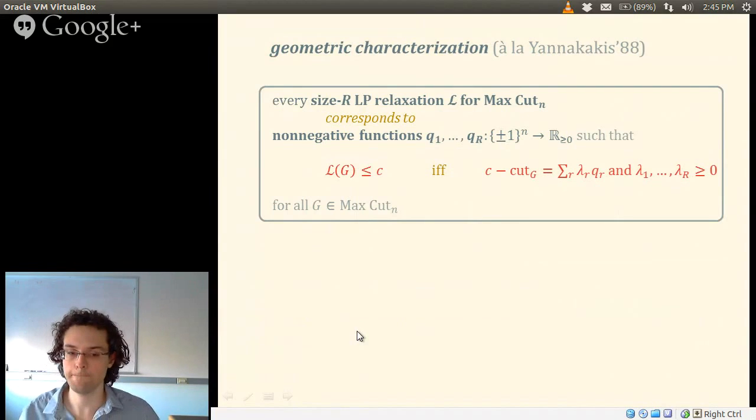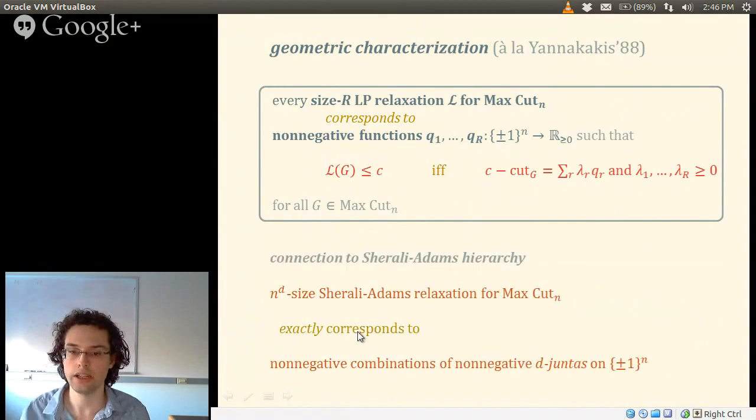So far I haven't talked about Sherali-Adams at all. The reason was that it's somewhat cumbersome to define Sherali-Adams. If you have seen it often enough, you get used to it, but it's a bit cumbersome. Usually you describe it in terms of variables corresponding to subsets of vertices. In this characterization, it turns out that Sherali-Adams corresponds to something very natural.